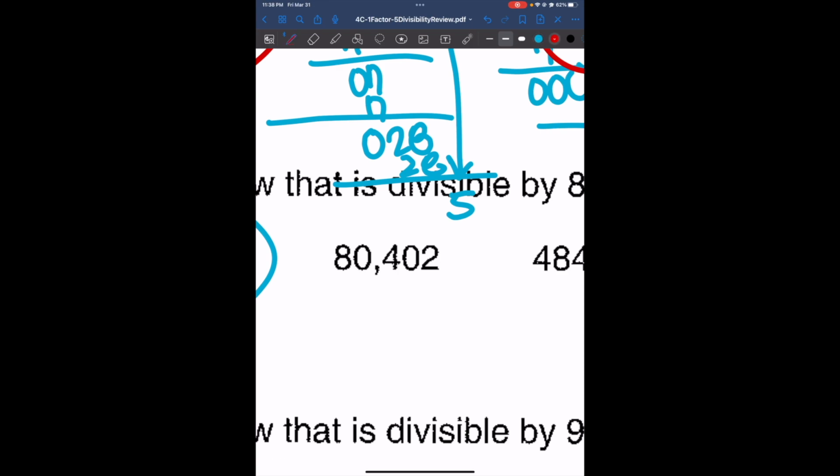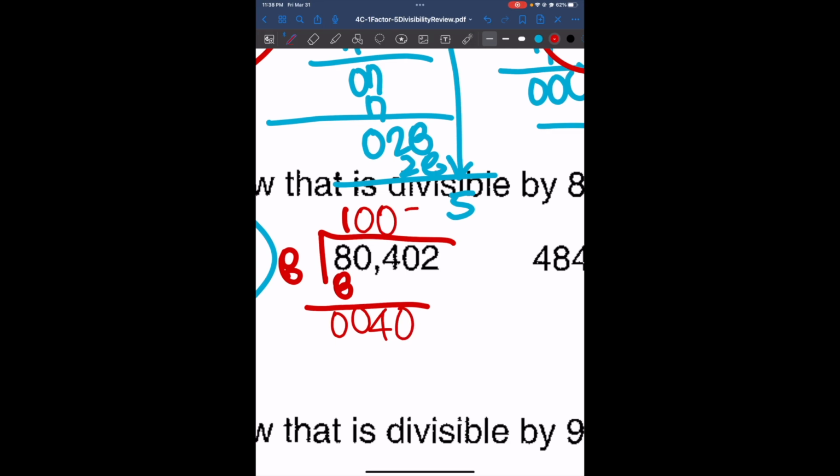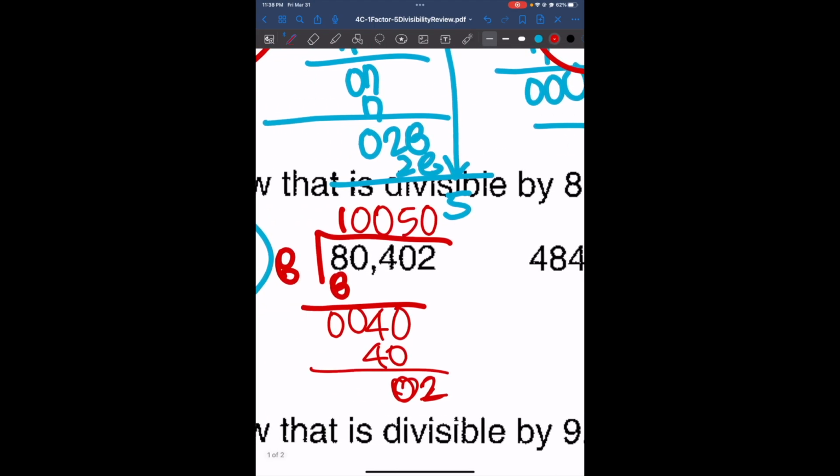For 80,400, 402 if we divide it by 8. We have a remainder of 2. So it's not divisible by 8.